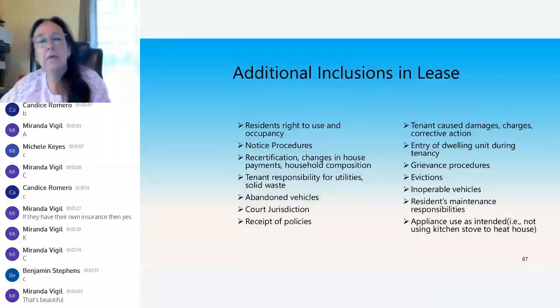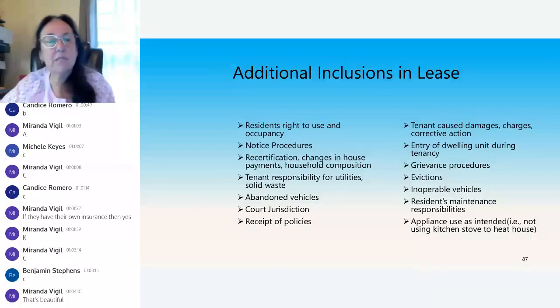Residents' right to use and occupancy of those premises, the notice procedures that you have to use, recertification, changes in household payment, household composition, tenant responsible for utilities, for solid waste, or abandoned vehicles, whose court has jurisdiction, did they receive their policies, tenant caused damages, charges, corrective actions, entry of a dwelling unit during tenancy, grievance procedures, inoperable vehicles, residents' maintenance responsibilities, evictions, appliance use as intended, not heating the house with your cooking stove.